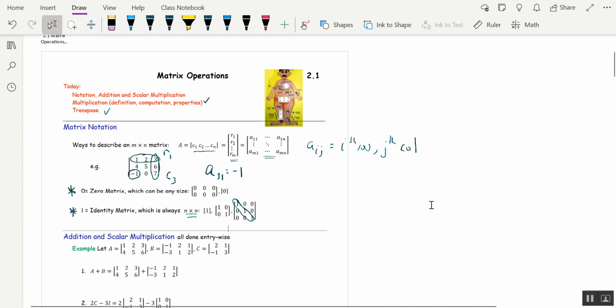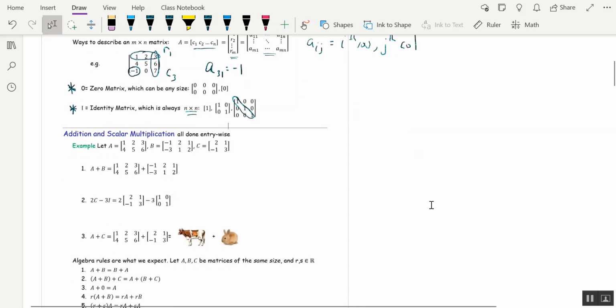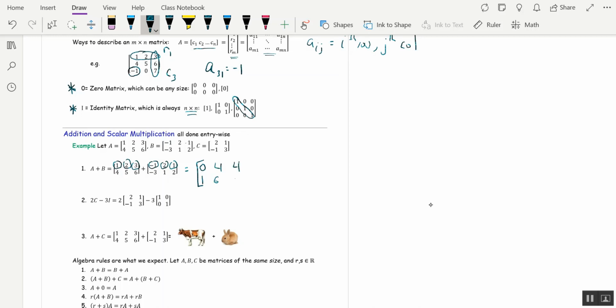All right, addition and scalar multiplication is done entry-wise. And I think it's easiest to show you what I mean with an example. I've got three matrices here at the top, and at first I'm going to add A and B. I'm going to add by adding each entry of A to the corresponding entry of B. So I'm going to add the 1 to the negative 1 to get 0. I'm going to add 2 to 2 to get 4. I'm going to add 3 to 1 to get 4. And moving down to the second row, we're going to get 1, 6, and 8.